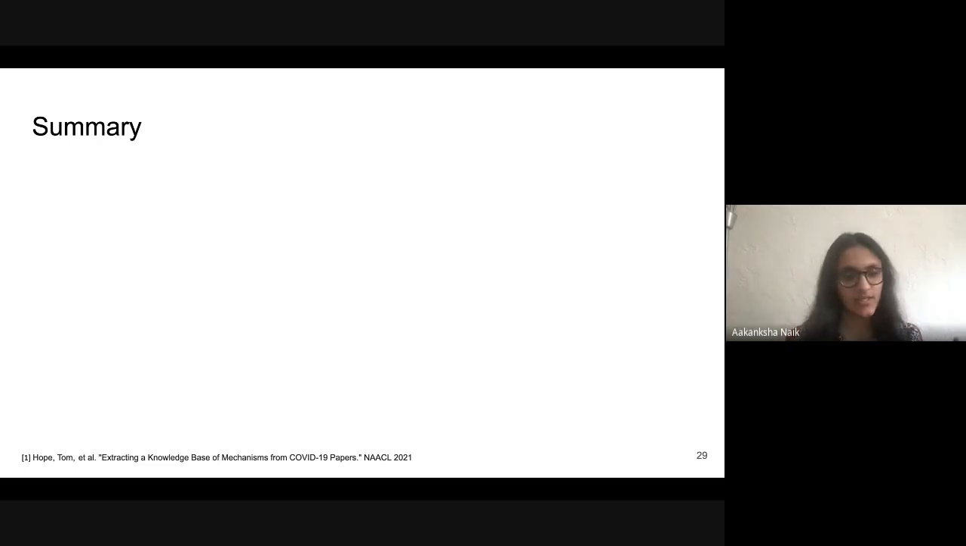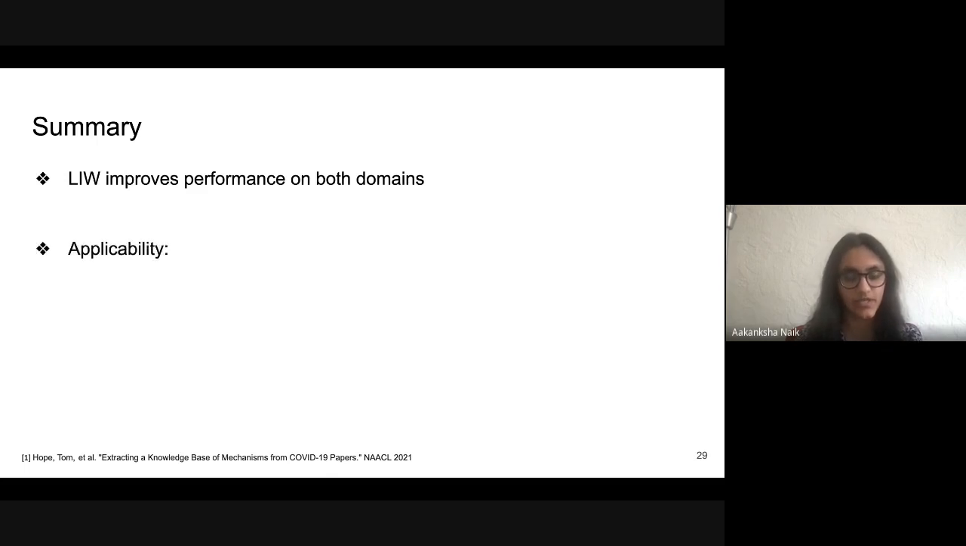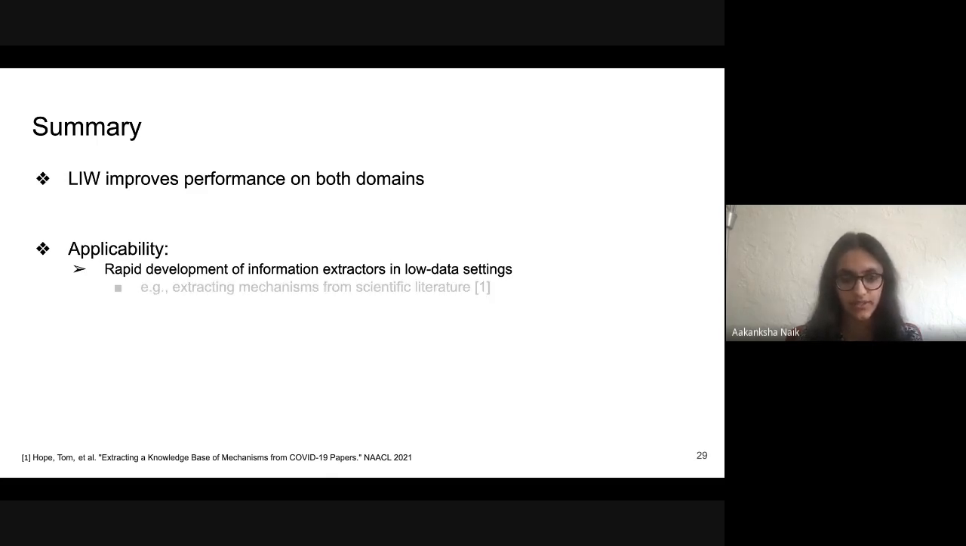So just a quick summary. Our proposed method, likelihood-based instance weighting, did improve performance on both domains, even though it did not beat some of the other unsupervised adaptation baselines. But it did manage to reach nearly 70 F1 without requiring any label data from the target domain, which indicates that it is a method that can be applied in various settings in which we want to rapidly develop information extractors when we have very little or scarce annotated data.